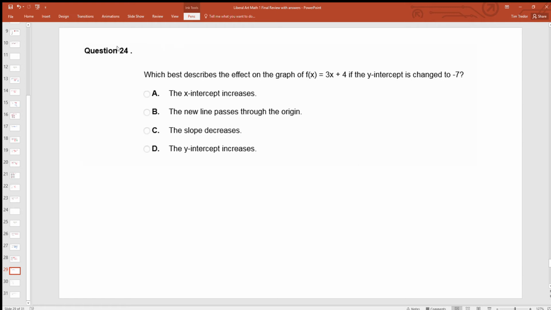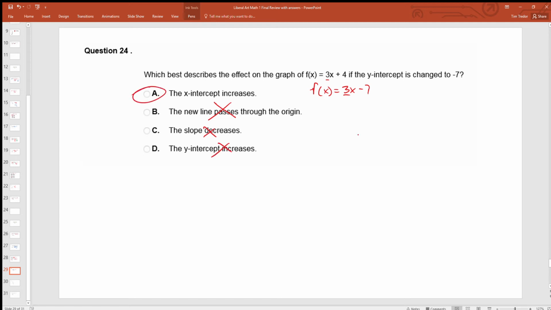Question 24. Which best describes the effect on the graph of f of x equals 3x plus 4 if the y-intercept is changed to negative 7? Well, if we just change it, that's going to be f of x equals 3x minus 7. All right, so let's look at our options. The x-intercept increases. Maybe. The new line passes through the origin. No, that's going to pass through negative 7. The slope decreases. No, the slope is 3 here and it's 3 here. The y-intercept increases. Well, we went from 4 to negative 7, so it didn't increase.